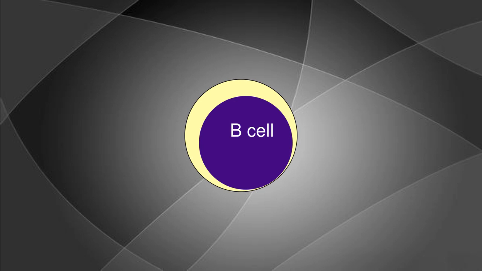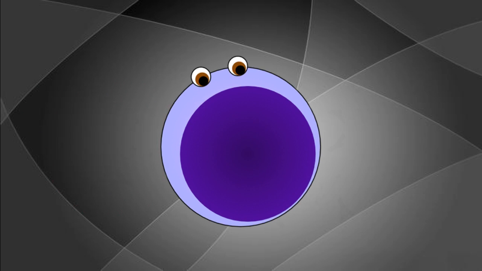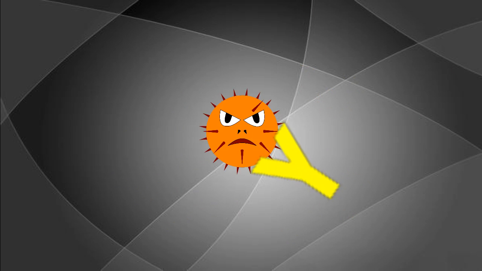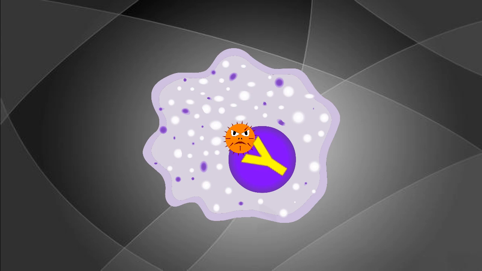When B cells become activated by T helper cells, they turn into plasma cells. These plasma cells become antibody-producing factories which flood the bloodstream with antibodies that can attach themselves to antigens on the surface of the pathogens, marking them for destruction by macrophages.